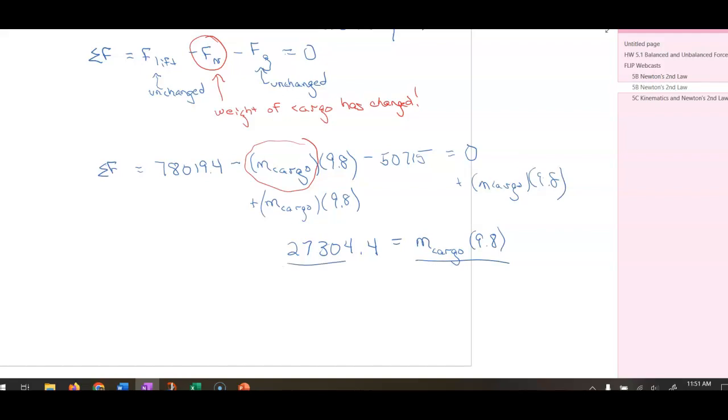So now I divide both sides by 9.8, and that's going to give me the mass of the cargo. And it's 2,786.2 kilograms.